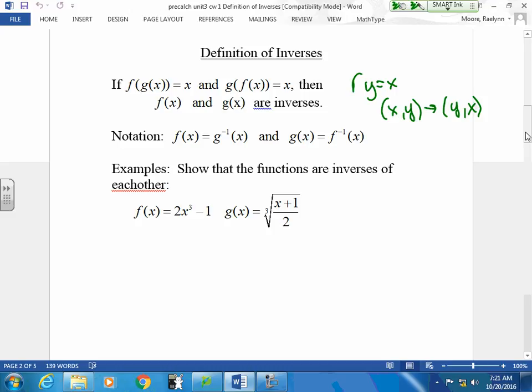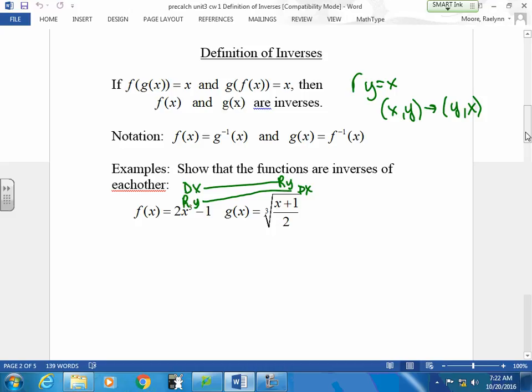So the domain from your first one, which had all x's, is now going to become the range of your second one because it's going to have the y's. The range of the first one is now going to change to an x. It's going to become the domain of the second one. That's going to help us a lot when we start looking at these.